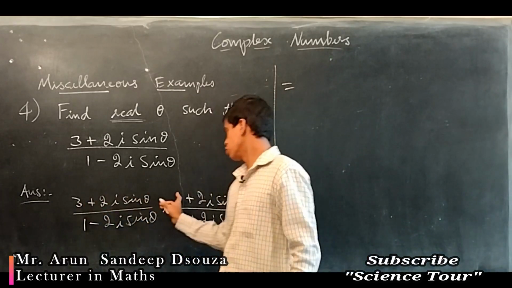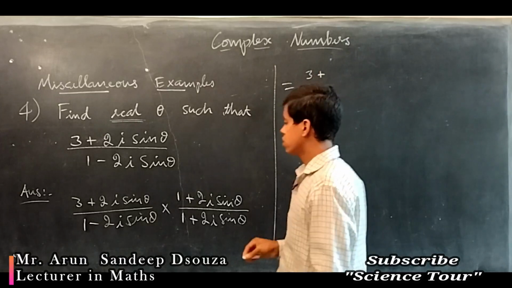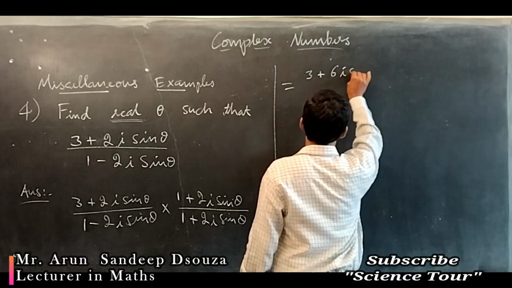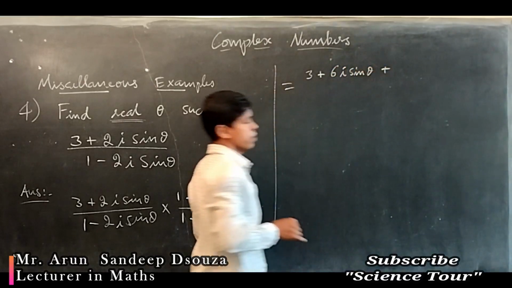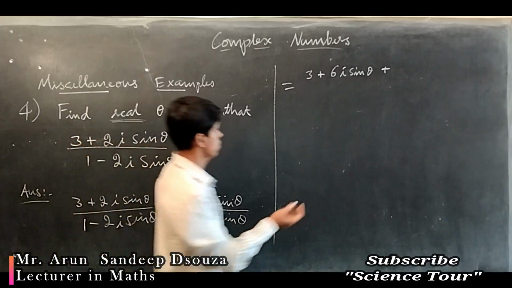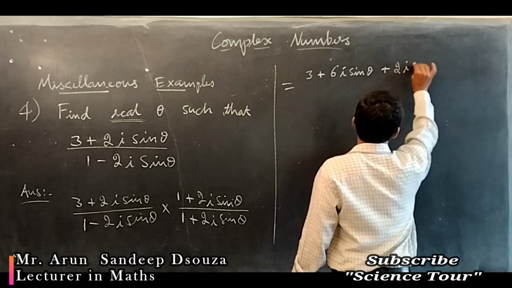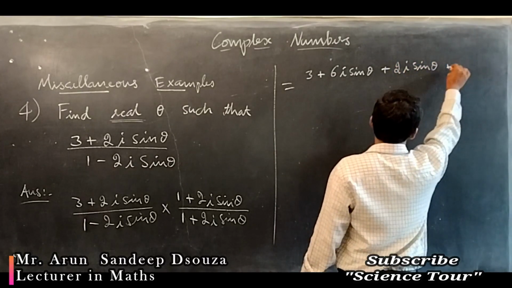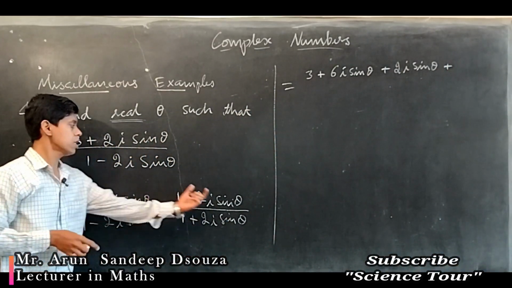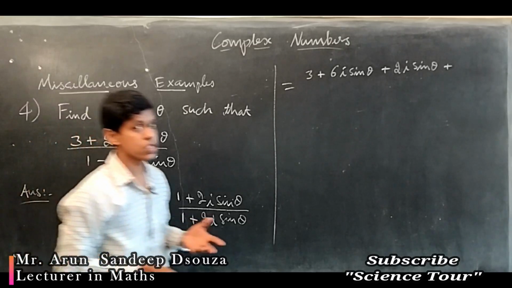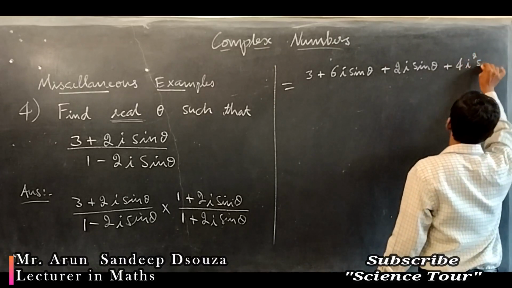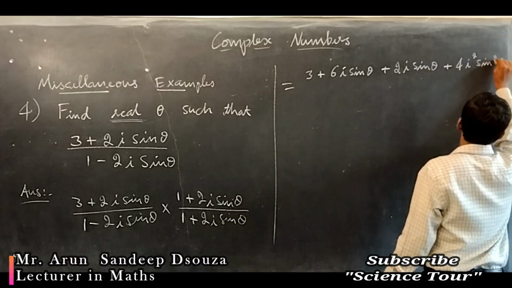So 3 into 1, so 3, then 3 into 2i, that is 6i sin theta, plus next multiply 2i sin theta. So 2i sin theta into 1, which is 2i sin theta, plus what? 2i sin theta into 2i sin theta. So 4i square sin square theta.